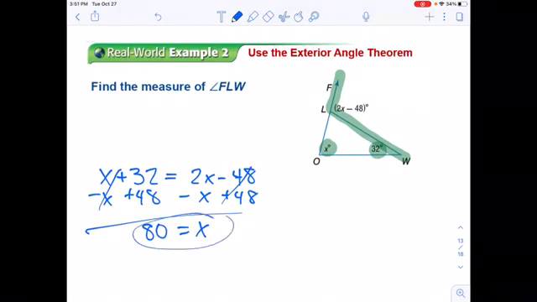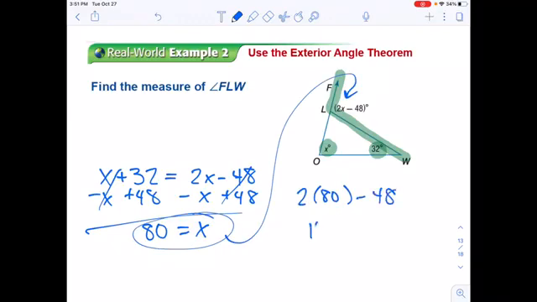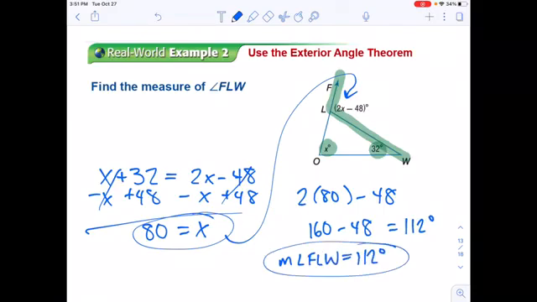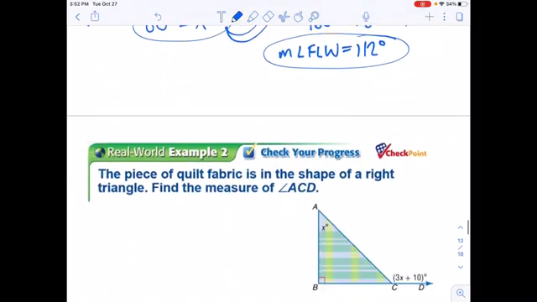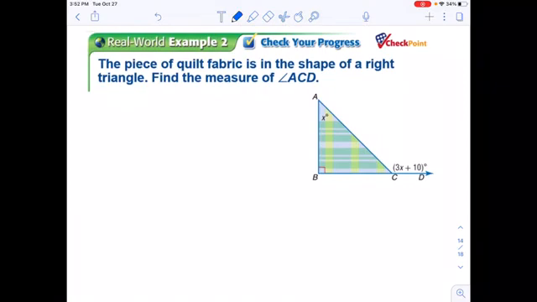Now we're not done yet. We have to plug that back in. So we take 2 times 80 minus 48. We get 160 minus 48, which will equal 112 degrees. So the measure of angle FLW equals 112. Okay? You could also go ahead, because you know these two add and equal it, plug in 80 there and take 80 plus 32. That also equals 112 degrees, or the measure of FLW. So it's super similar, it's just a picture now.